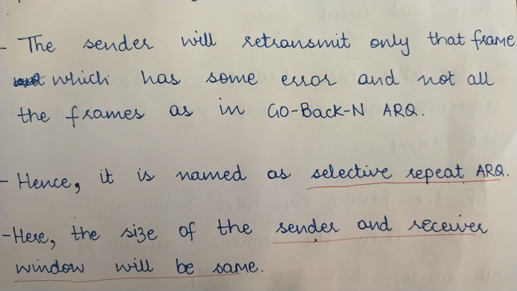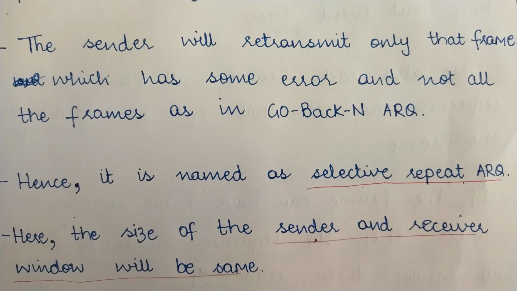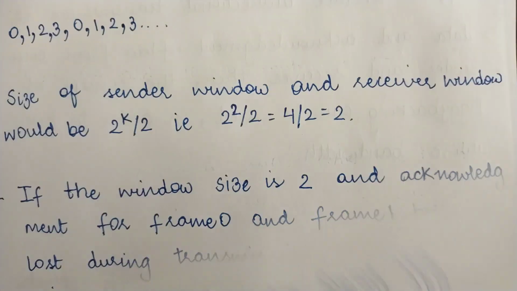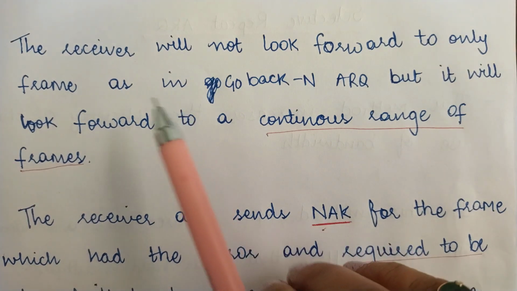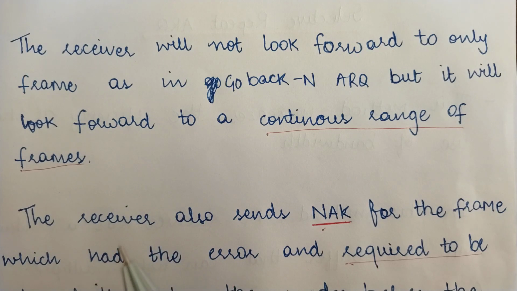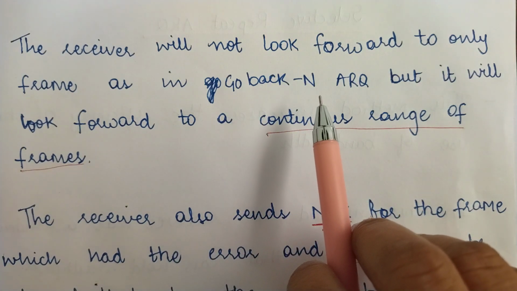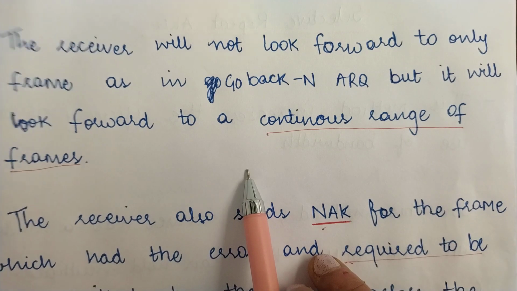Here the size of the sender and receiver window will be the same. So both the sender and receiver window will have the same buffer size, unlike in go back N ARQ where there was no such compulsion and both the sender and receiver window could be of different sizes. The receiver will not look forward to only one frame as in go back N ARQ. We saw that in go back N ARQ protocol at any given point of time the receiver was looking forward to only one frame. But here this is not the case. Here the receiver will look forward to a continuous range of frames, that is more than one frame.